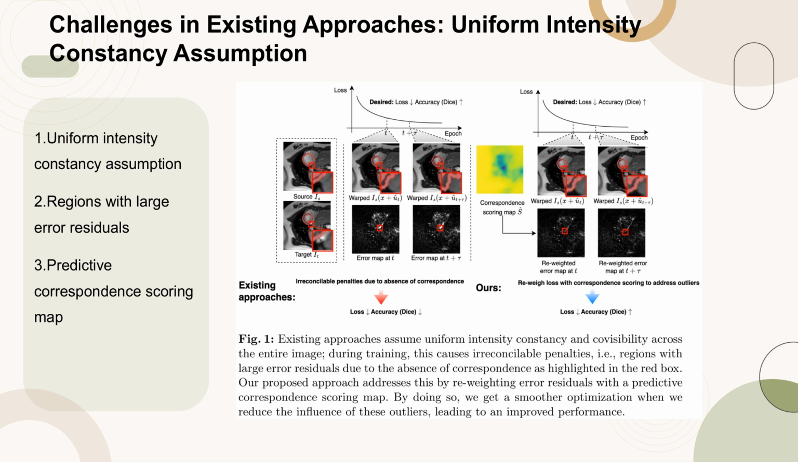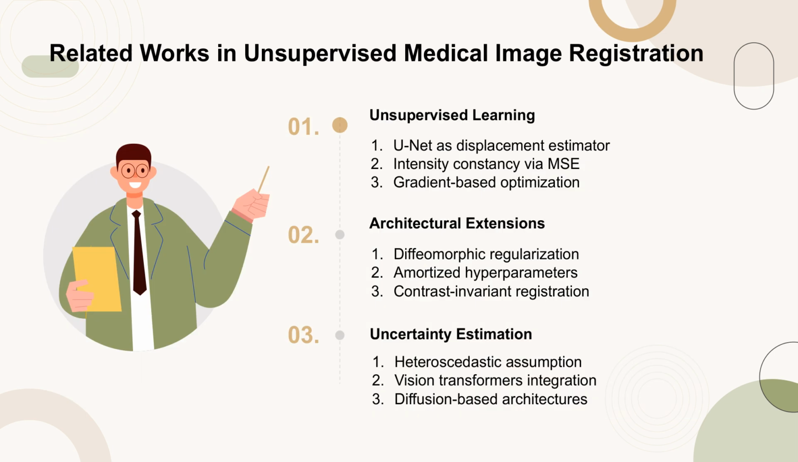Our proposed approach addresses this issue by reweighting error residuals with a predictive correspondence scoring map. This adaptive reweighting results in a smoother optimization process by reducing the influence of outlier regions, ultimately leading to improved registration performance. In the field of unsupervised medical image registration, several key approaches have been developed.